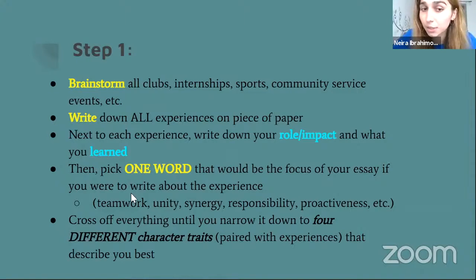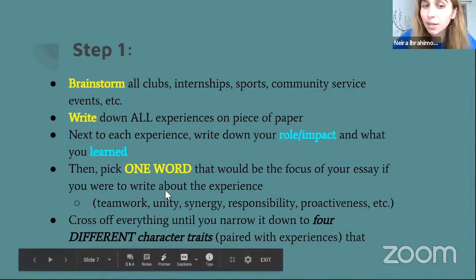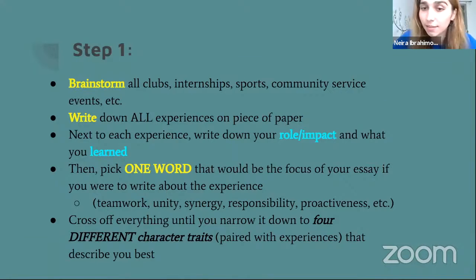So if you're doing the UC application, which asks for 4 different prompts, then you would just cross off all the experiences until you find 4 different character traits that you think describe you best. And since you wrote down 1 character trait per experience, you have 4 different experiences that you can now write about. If you're writing about the Common App, then you would just pick 1 because the Common App only requires 1 essay, but it's 500 words instead of 350.